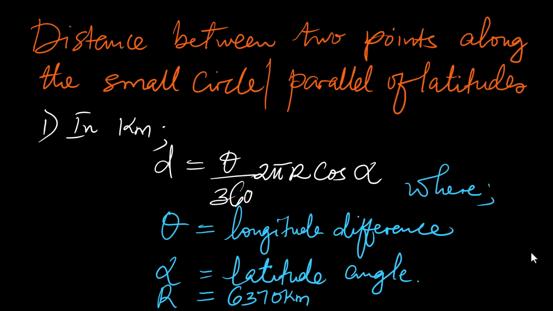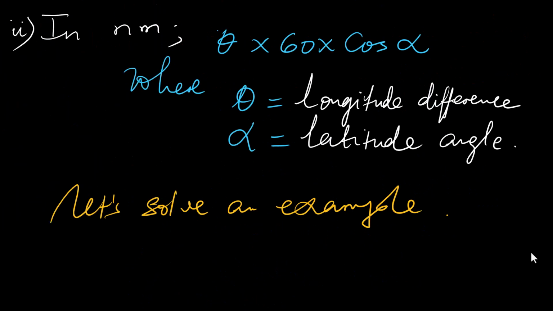Now what about distance between 2 points along the small circle or the parallel of latitudes? We start with the first one. How do we get that distance in kilometers? This is the formula that we use, theta over 360 multiplied by 2 pi r cosine of alpha, where theta is the longitude difference, alpha is the latitude angle, the radius of the earth is taken as 6370, and pi is 22 over 7. Now in nautical miles, we get that distance as theta multiplied by 60 times cosine of alpha. Again, theta is the longitude difference, alpha is the latitude angle.